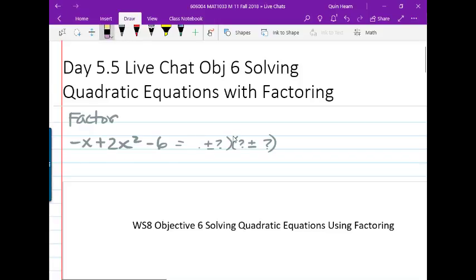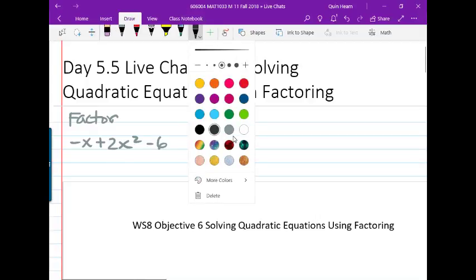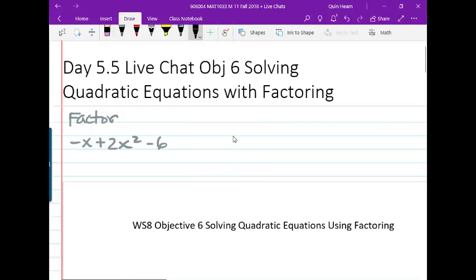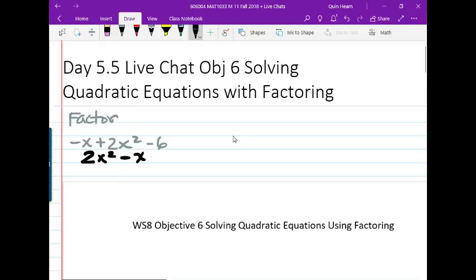Now, before we can get to that point, the method we discussed in class, and there are a variety of methods, there's not one right method, but most methods require that you write the trinomial in descending order of the exponents. So what I mean by that is you would write the term 2x squared first, then the term negative x, and then the term negative 6.